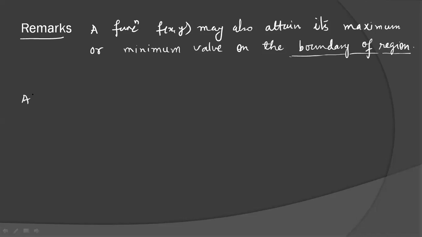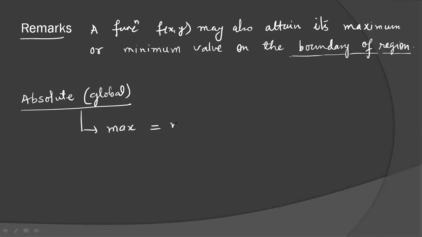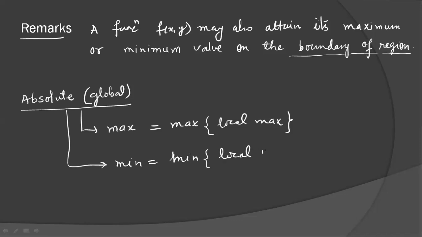Another notion is absolute maxima, or another word is global. If we are interested in absolute or global maxima, then it is the maximum value of all local or relative maxima. If you are interested in global minima, then it is the minimum value of all local minimum values.